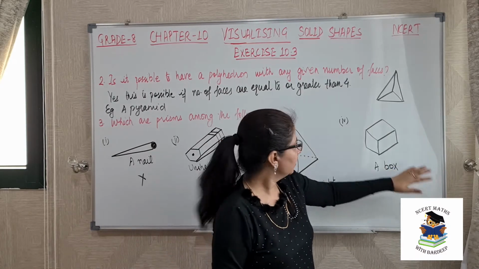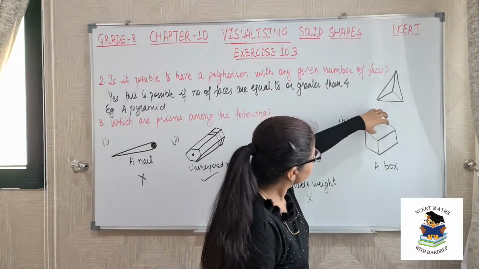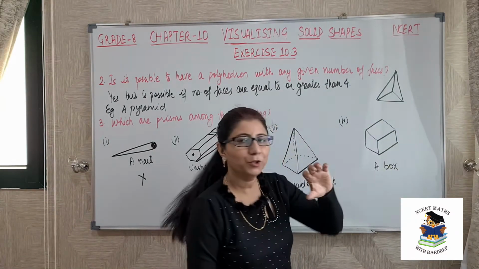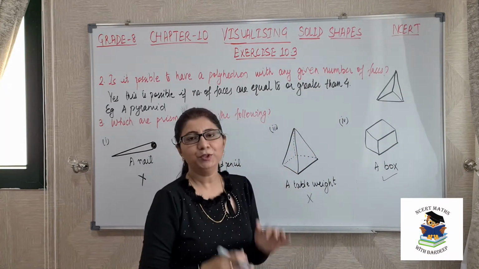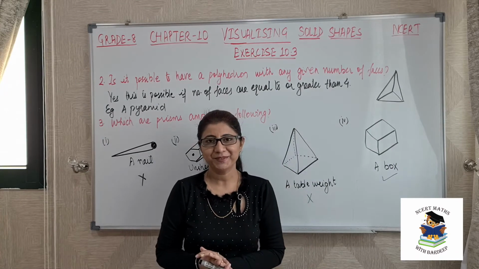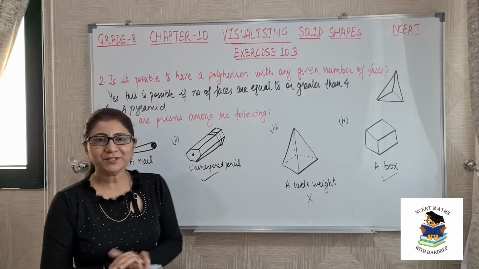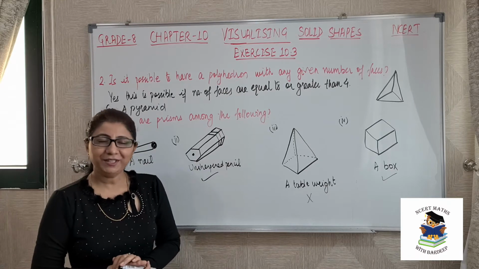Next is a box. We can see this is a cube. So top and base are both square. Since they are similar, congruent shapes, this is also a prism. I hope question 3 is also clear. Now let's move on to the next question.